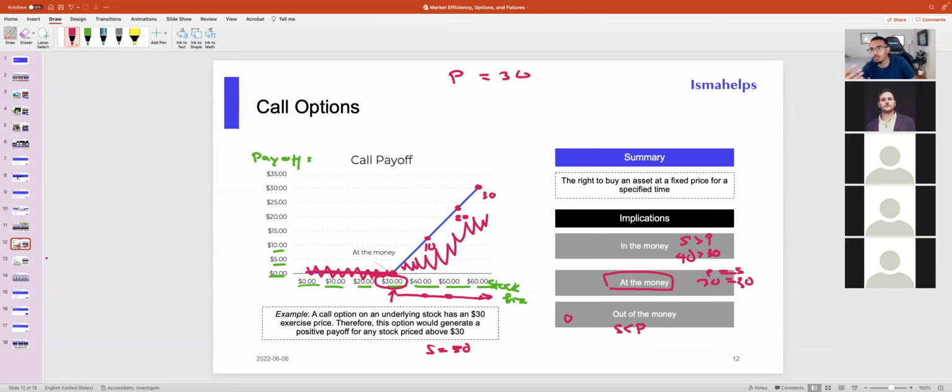Nobody would buy an out of the money option. But you could buy an option that's out of the money right now, if you predict that it's going to be in the money in the future. Very important nuance here. Nobody would ever buy something that's going to be out of the money forever.